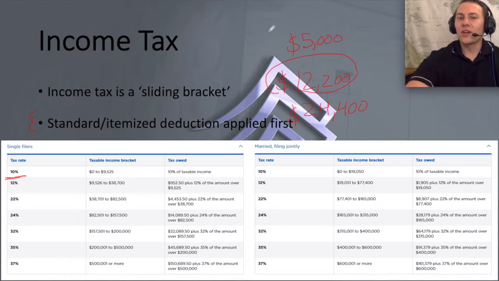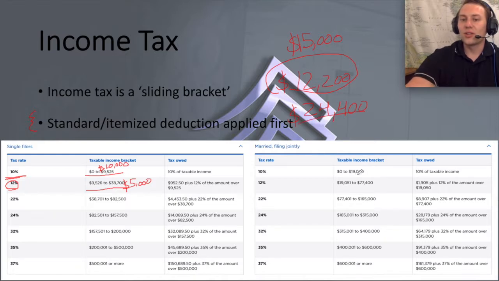Now, what happens if we're actually $15,000 above that standard deduction? If we look at the chart, $15,000 falls into our 12% tax range. This doesn't mean all $15,000 is going to be taxed at 12%. The first $10,000 is going to be taxed at 10%. Then the next $5,000 of our income is going to be taxed at 12%. And if you're married filing jointly, all these numbers double, your standard deduction and your taxable income brackets.